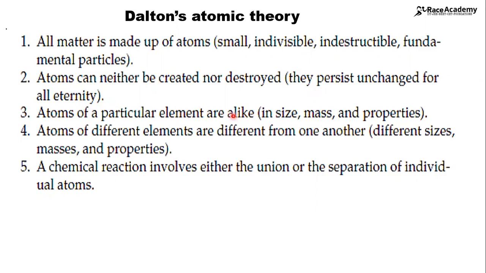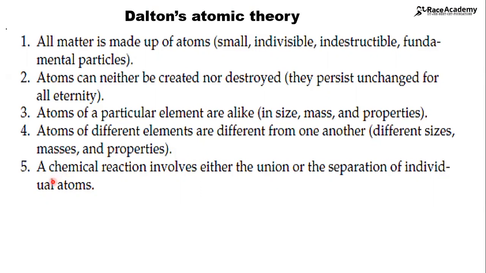Atoms of particular elements are alike in size, mass, and properties. Atoms of different elements are different from one another. That means different sizes, different masses, and different properties are there. So that's why they are different from one element to another element.